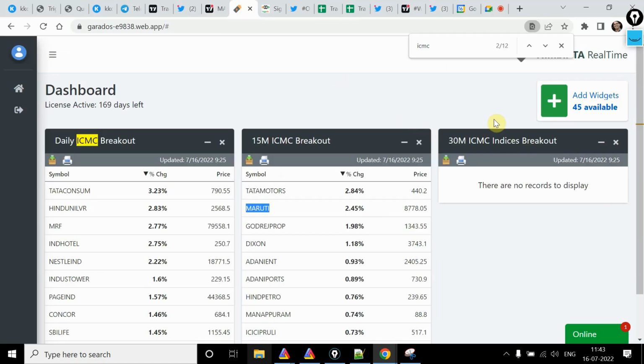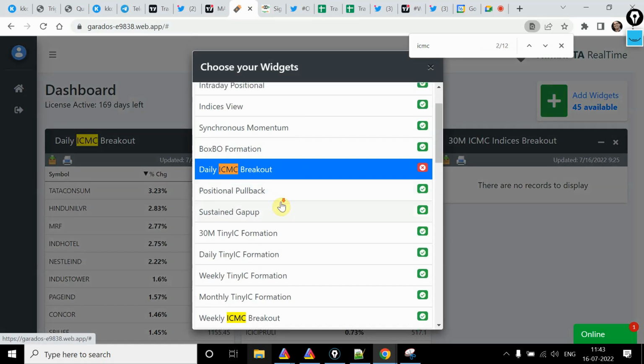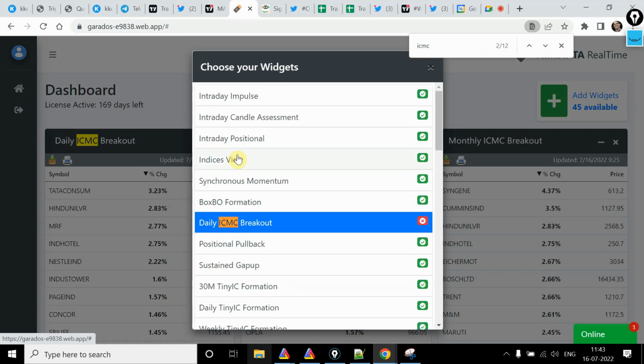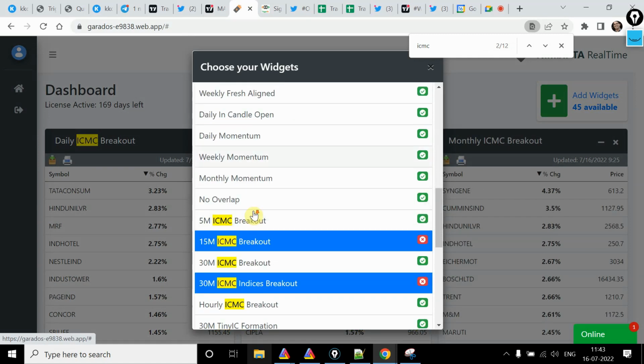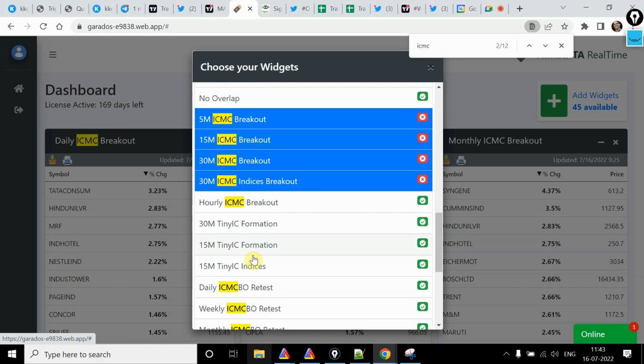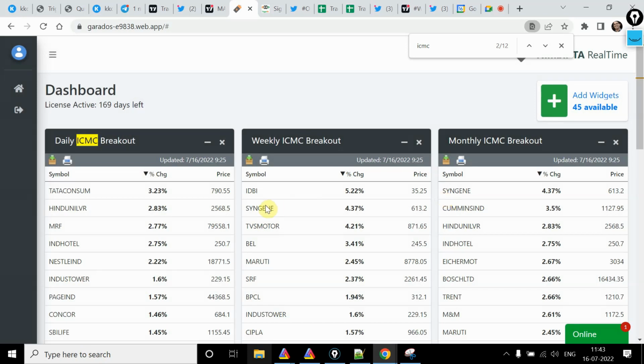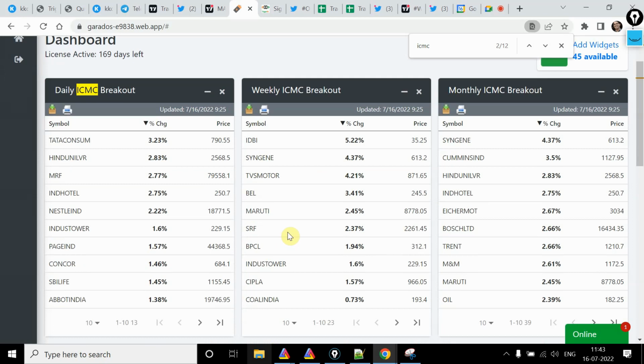Similarly, I am looking for indices giving alerts on 30 minutes, but at this moment, there are no indices on 30 minutes which give ICMC breakout. Similarly, I can have other variants as well: weekly, monthly, 5 minutes, 30 minutes, hourly breakouts. So now let's see, I am on a week closing. I would like to see which stocks give ICMC breakout on a weekly basis. So these are some of those stocks.